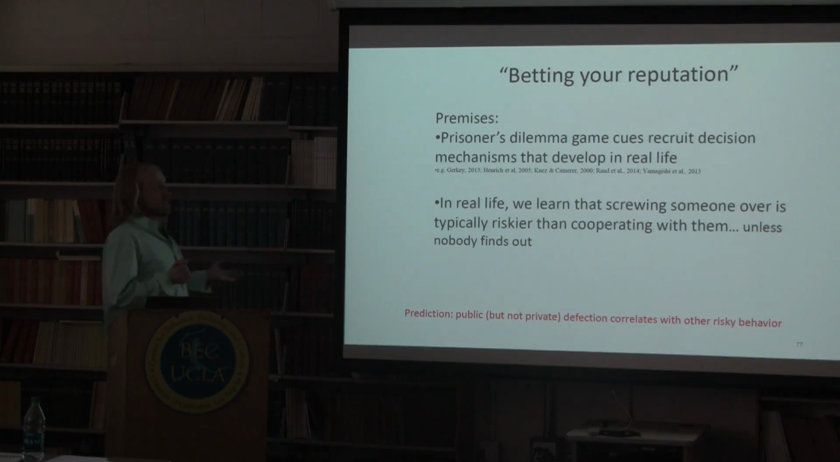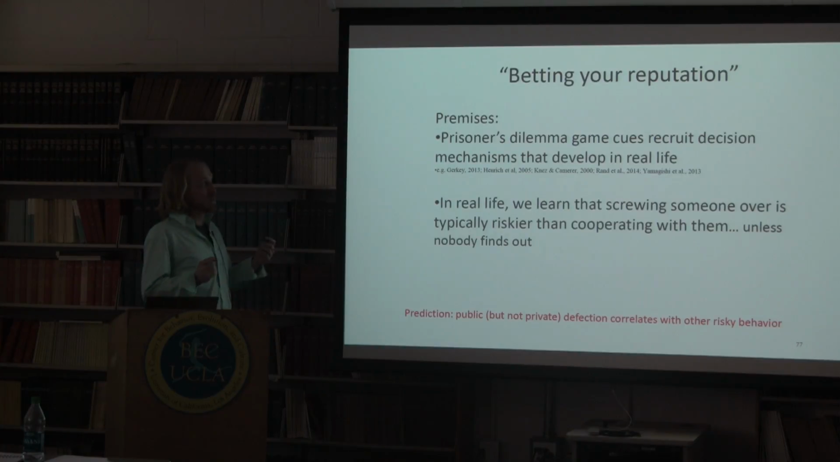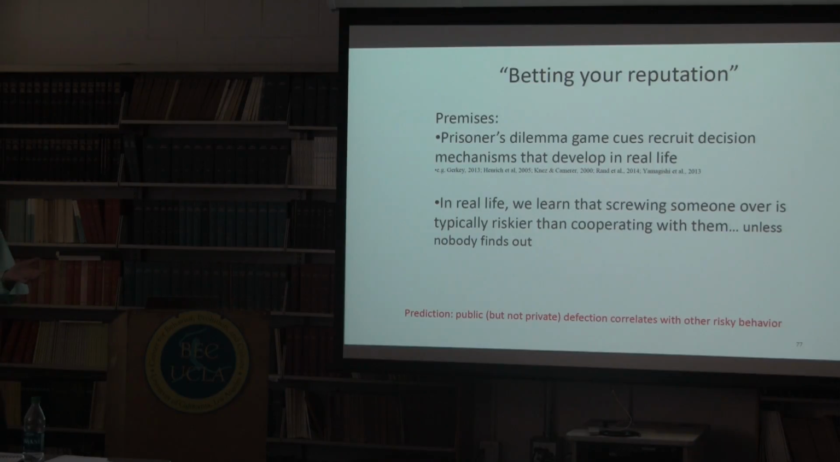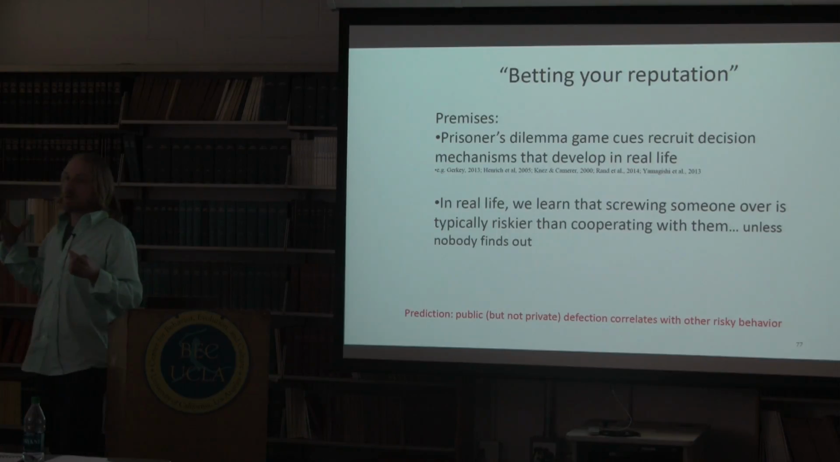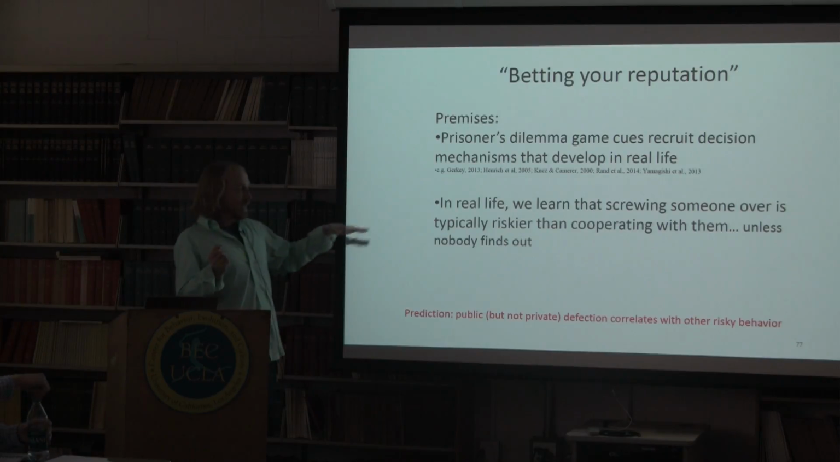The idea is that economic games, these weird things that we do with participants in the lab, probably work like this: people come into a lab and it's an unfamiliar decision scenario, but it looks like similar scenarios they've encountered in real life. So when presented with a prisoner's dilemma game, we consult our real life experience, and we've learned that screwing somebody over, defecting on somebody, is on average riskier than not. And so coming into the lab, we've already got some schema that defection is a riskier option than cooperating, unless nobody finds out.